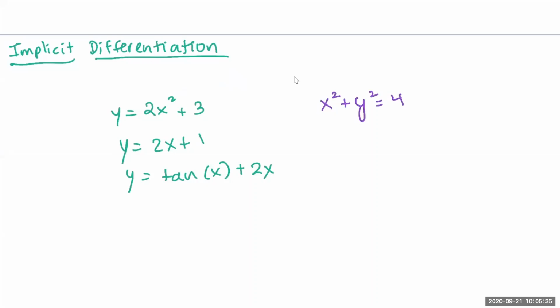And I want you guys to, in the chat, once you figured this out, tell me the difference between the types of functions that are in green versus the types of functions that are in purple. What do you guys think? What's the difference between the green versus the purple?